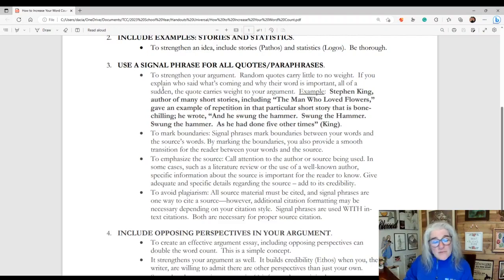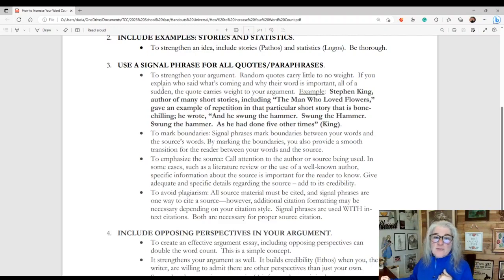Give them credibility by giving your reader, your audience, the information that they need in order to understand that the research you've done is credible. And drum roll, it increases your word count. It's a win. Also, it helps us avoid plagiarism. So all source material has to be cited, and signal phrases are one way to cite a source. However, additional citation formatting may be necessary depending on your citation style.